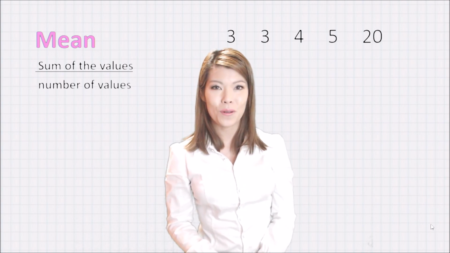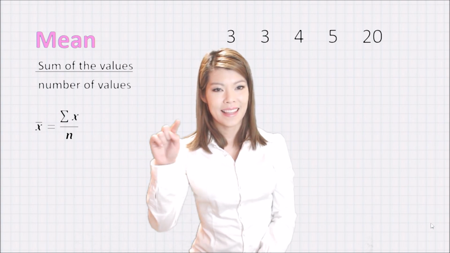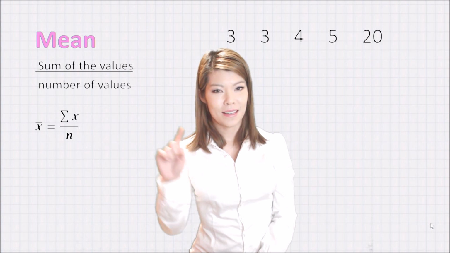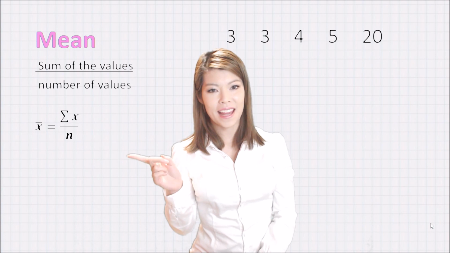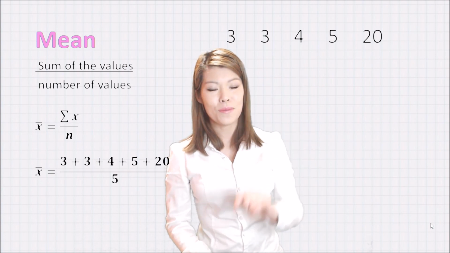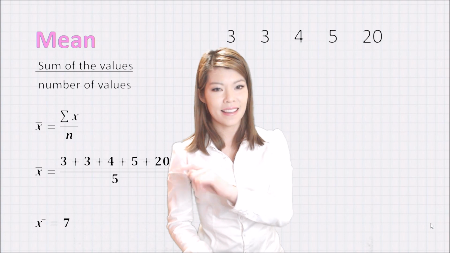We can represent this with a formula where x with a bar on top is the mean, and that zigzag line there is sum of. So the sum of x means the sum of the values, and then we have n, the number of values. So let's plug these numbers into the formula. We have 3, 3, 4, 5, 20 altogether over 5, and the answer is 7.